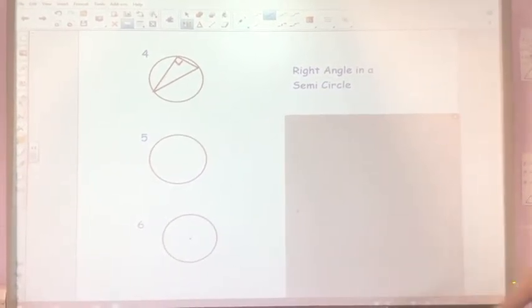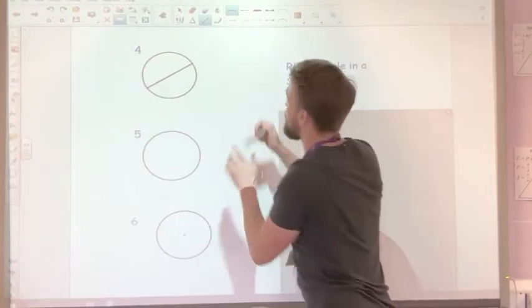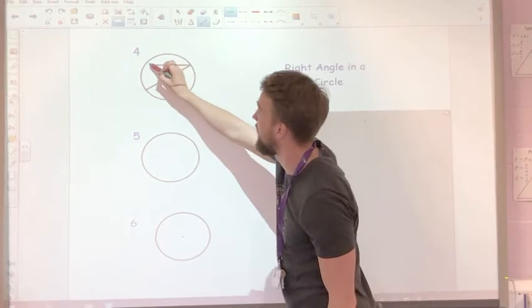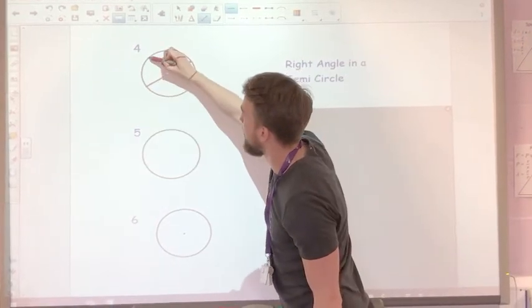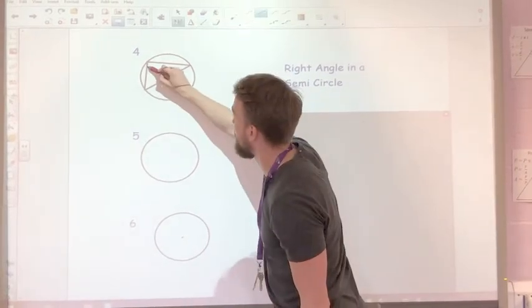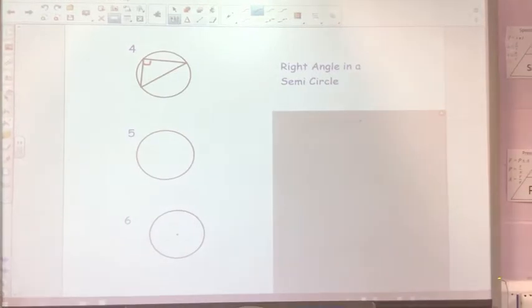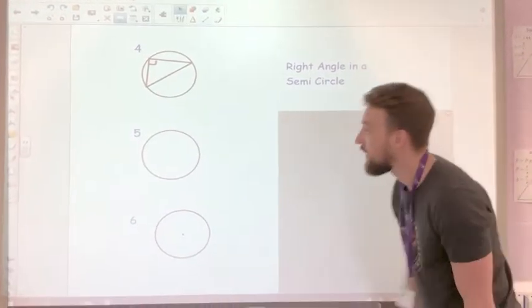I'm going to just work backwards now and show you that even if I was to go over here in a completely different point, this angle here would still have been a right angle. That's the circle theorem. Okay, that's it for that one.